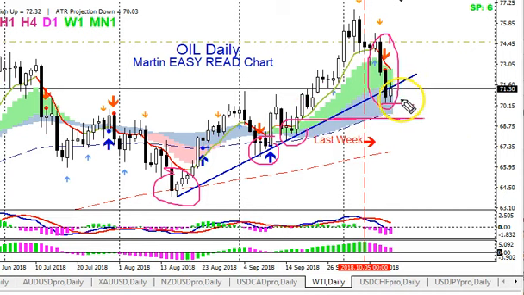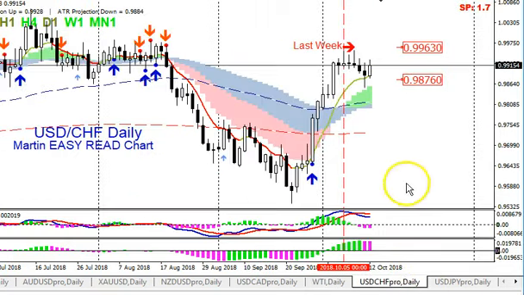And if you think price is going to go higher, you'd have to look for buys above this level right there, okay? So that takes care of oil. Let's move on to the US Swiss franc.